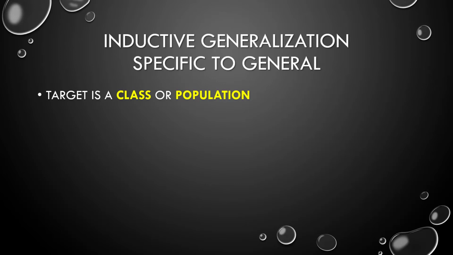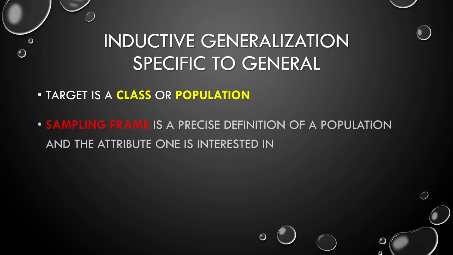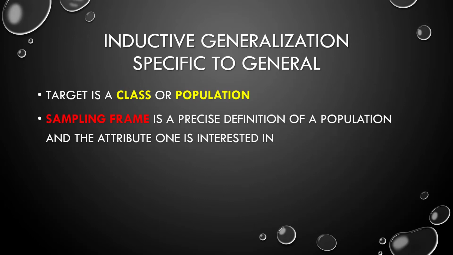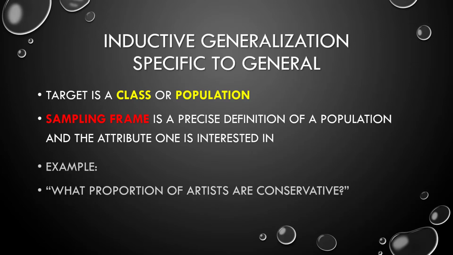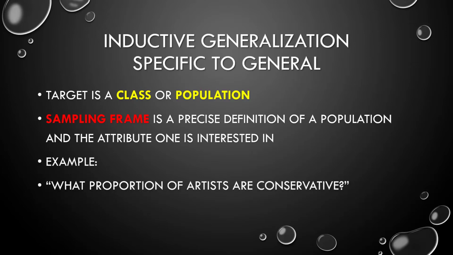In fact, it would be impossible to identify members of a group without first knowing something about the group in question. And strangely, this works vice versa. Therefore, it's helpful to have what's called a sampling frame, which is a precise definition of a population and the attribute that we're interested in. A definition that enables you to tell if an individual is part of a population and if it has the attribute under examination. So if we were to ask, what proportion of artists are conservative?